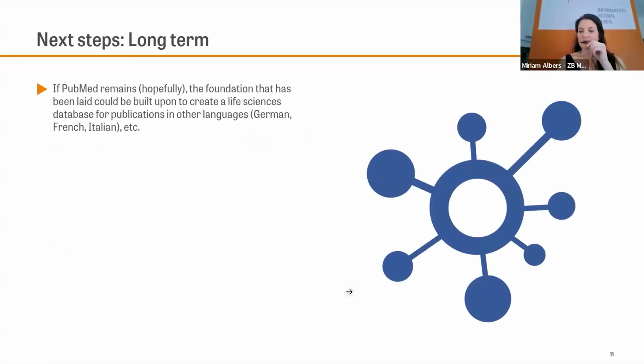So what we plan in the long term, first of all, we hope that we will have PubMed in this quality like we had a long time, that we will have it forever. But if this is the case, we think our project makes still sense, because then we will use this project to open it for other languages than English, like German, French, Italian, or other languages, and build up a life science portal for other languages than English.